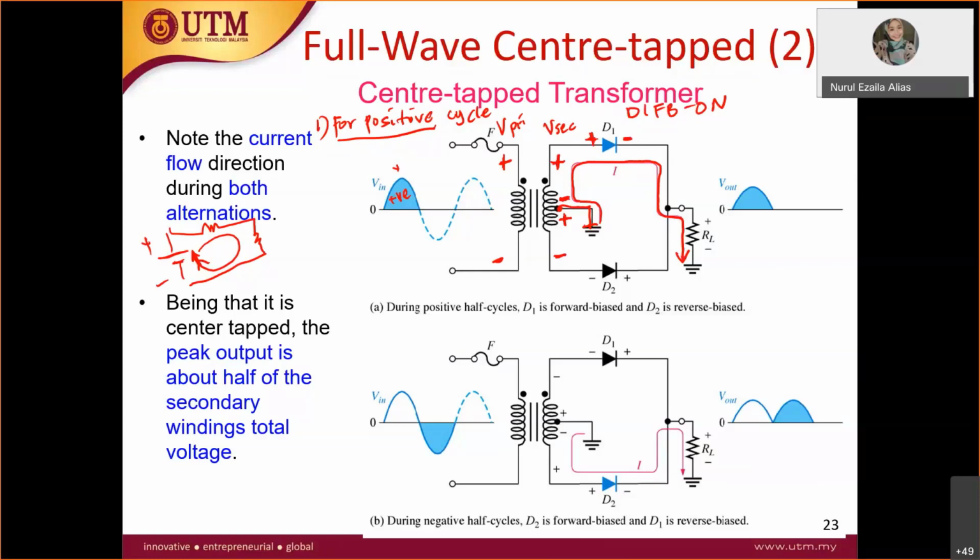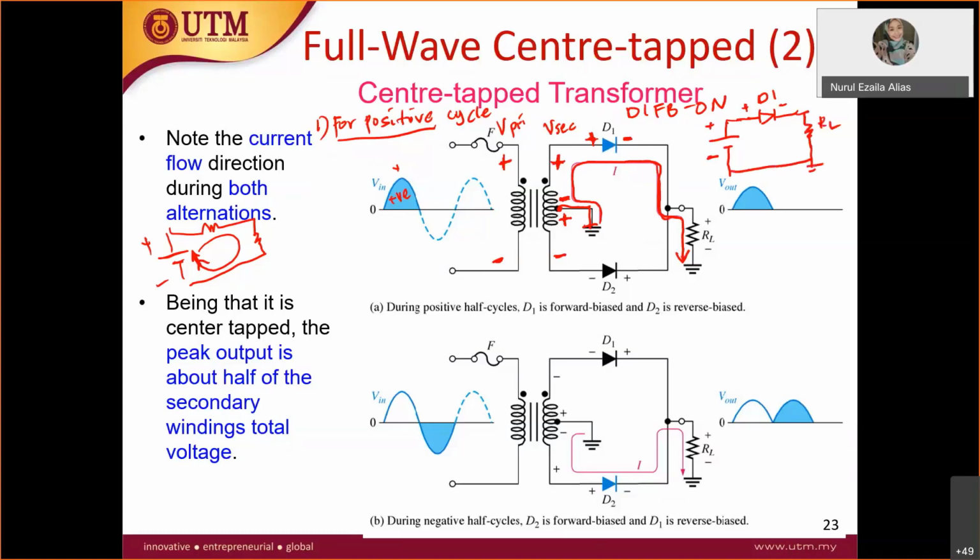Let me draw the equivalent circuit. You have diode 1 here, and the anode of diode 1 is connected to positive here. Of course, when you have positive, you have negative. Then you have your RL resistor here, and the ground.